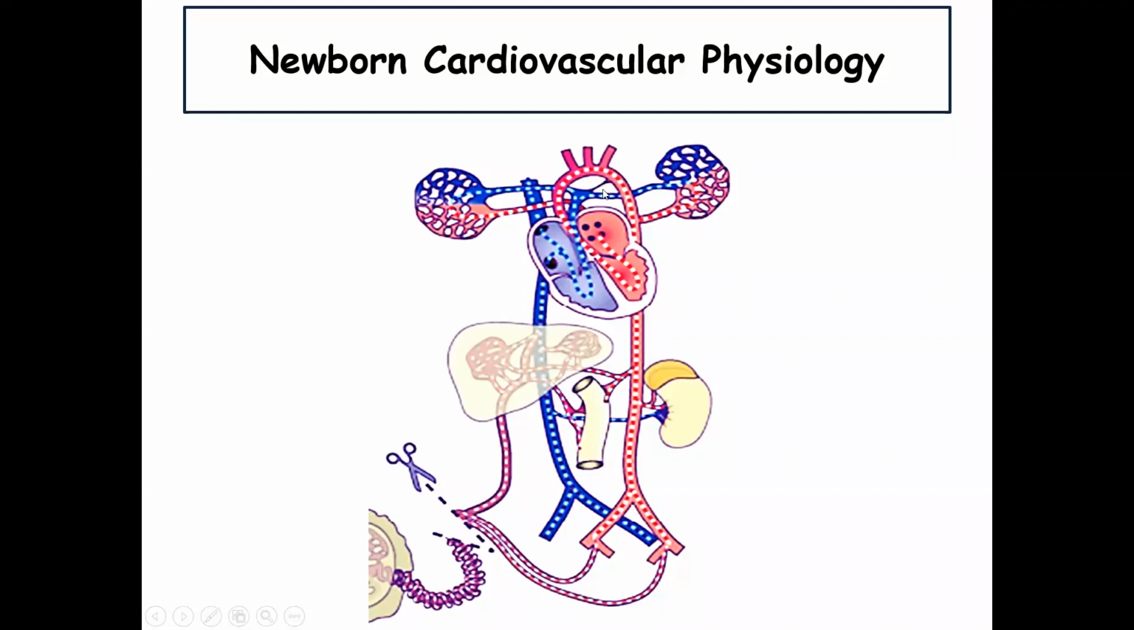Concurrently, the PDA also starts shrinking because of the changes in the oxygenation and because of the constriction of the muscularis propria layer within the ductus. And we also see the closure of the patent foramen ovale because of the progressive increase in the systemic vascular resistance, because of the removal of the low resistance placenta, and because of the left ventricle pumping into the relatively higher resistance of the systemic vessels.